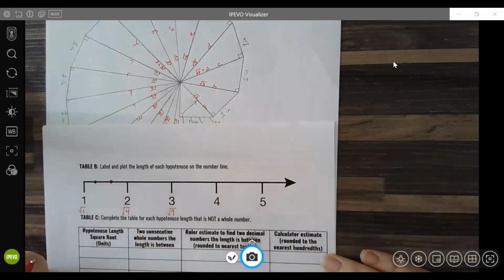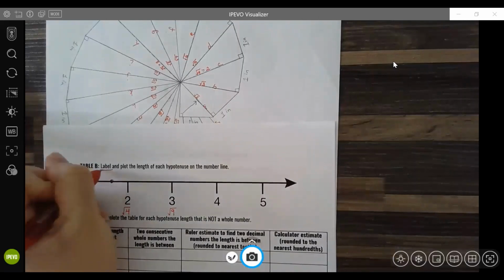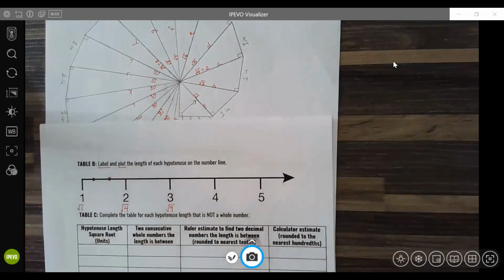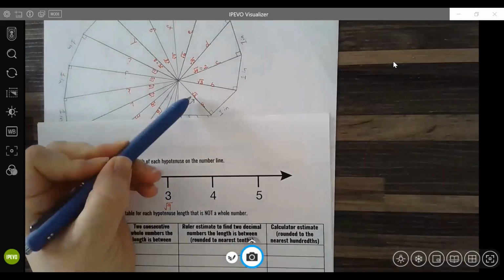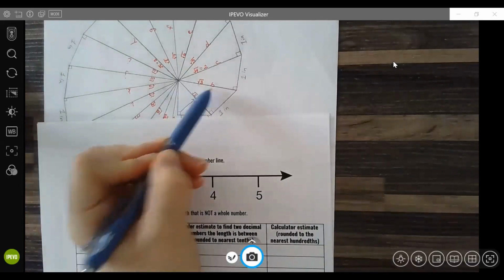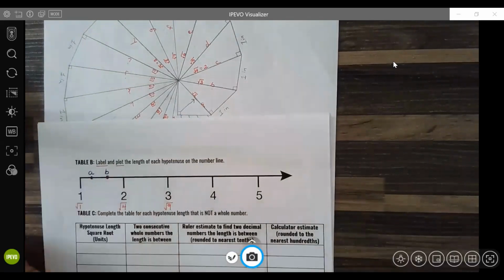And then I have the square root of 4. Well, I need 2 things. I need to label and I need to plot. So I just plotted, but I haven't labeled. And so what I want to do is label this first one. The square root of 2, we just said, is our A. The square root of 3 is our B.